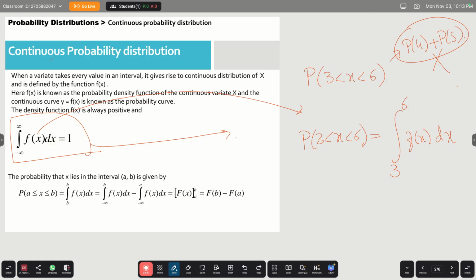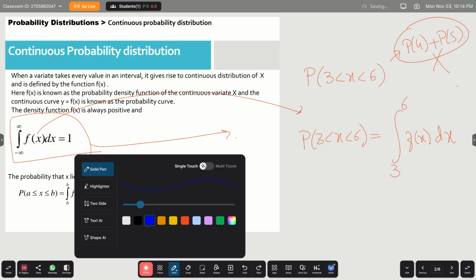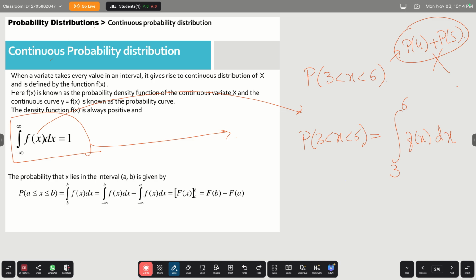Suppose after integrating this, the integration result is capital F of x, then we apply the lower limit and the upper limit. Of course, you all know, first we need to apply the upper limit. So first we will put F of 6, then minus F of 3. So this will give you the probability that x lies between 3 and 6. Okay.